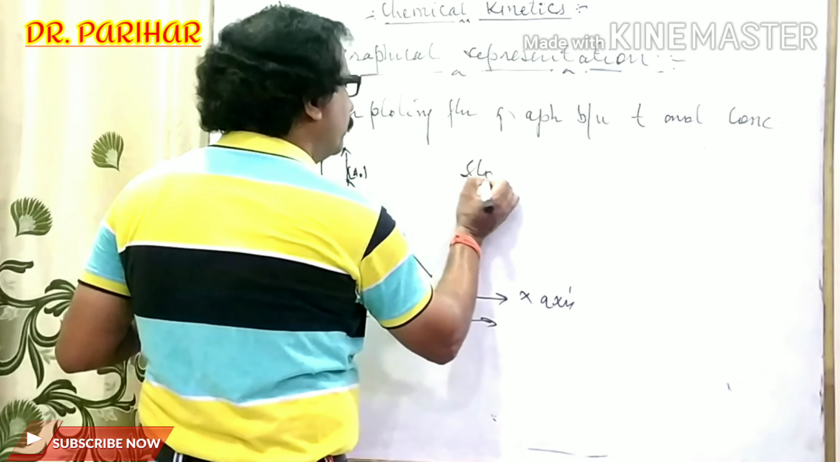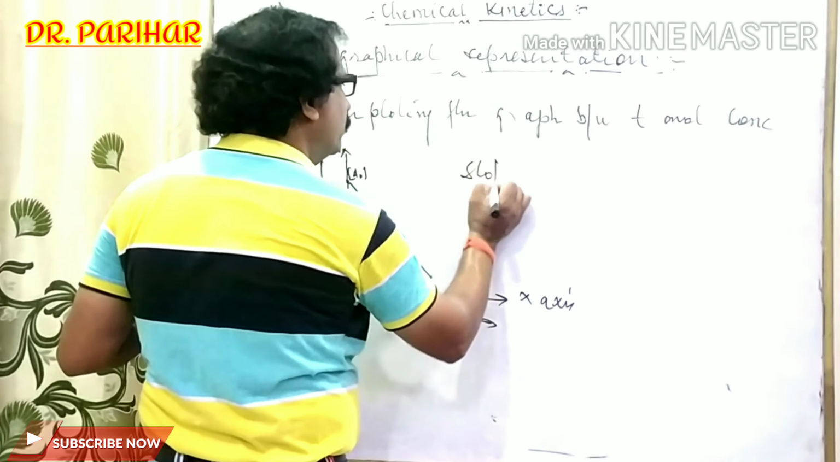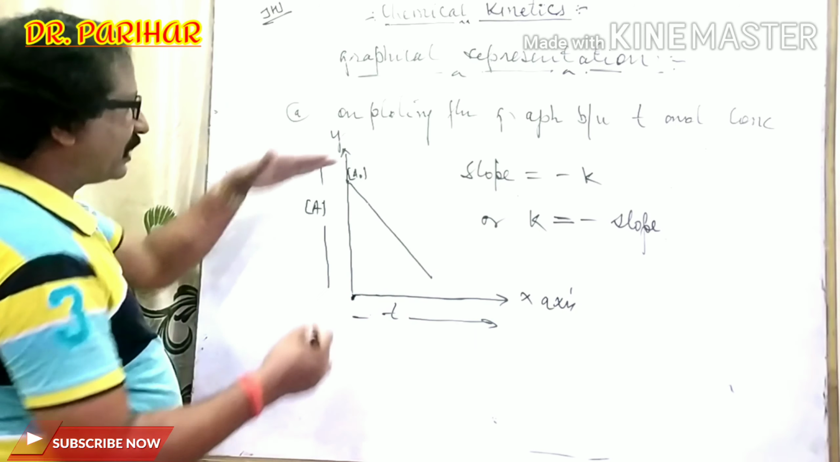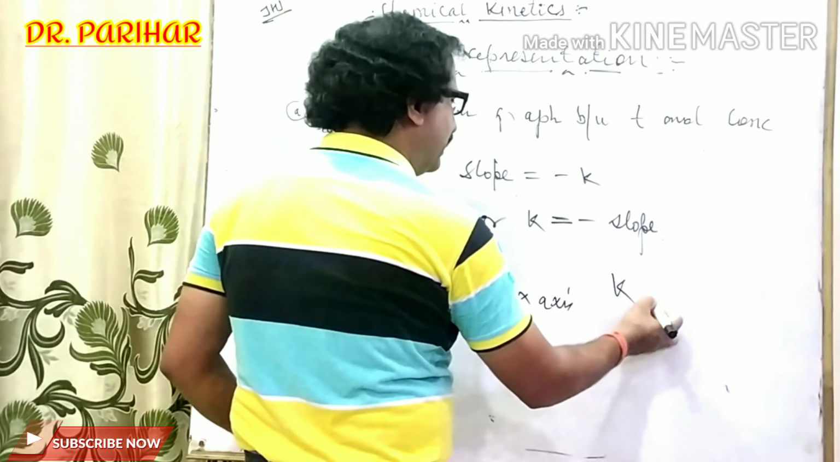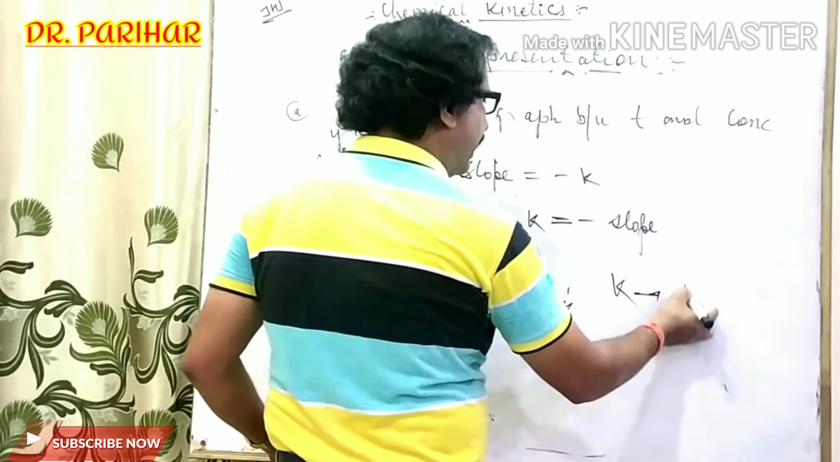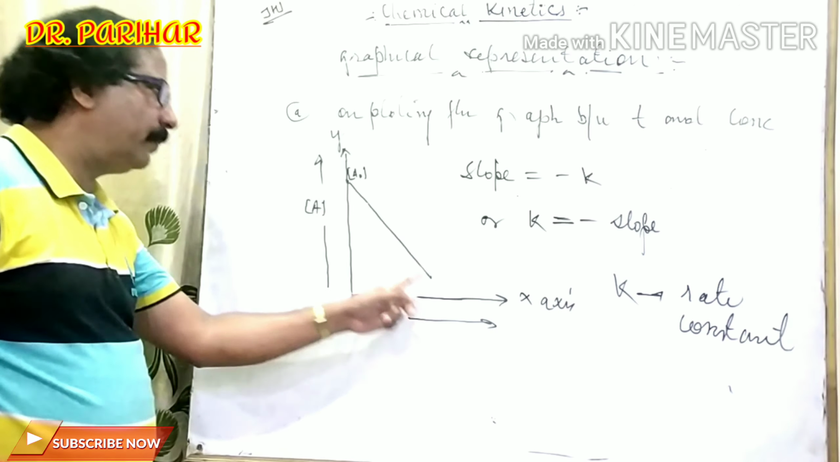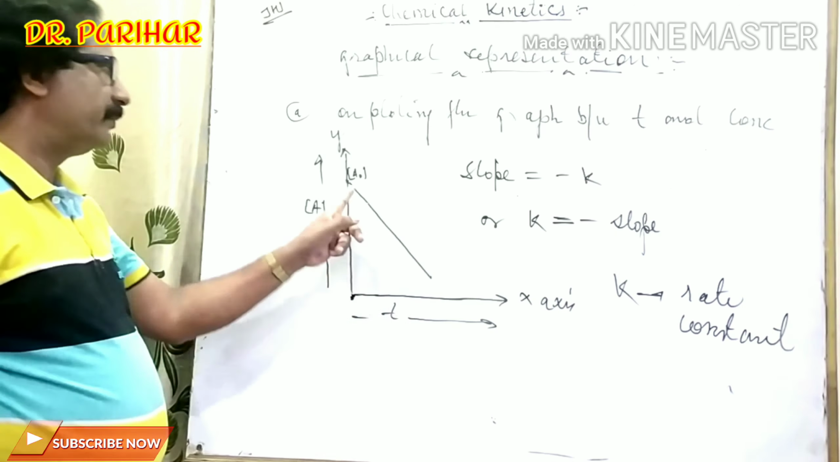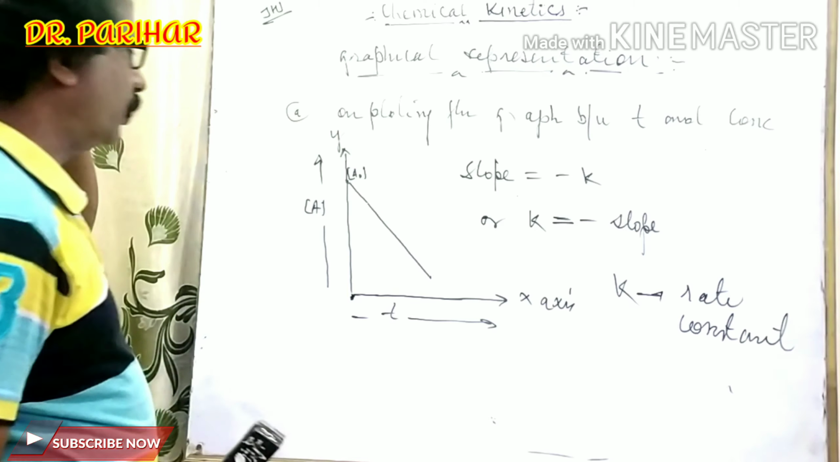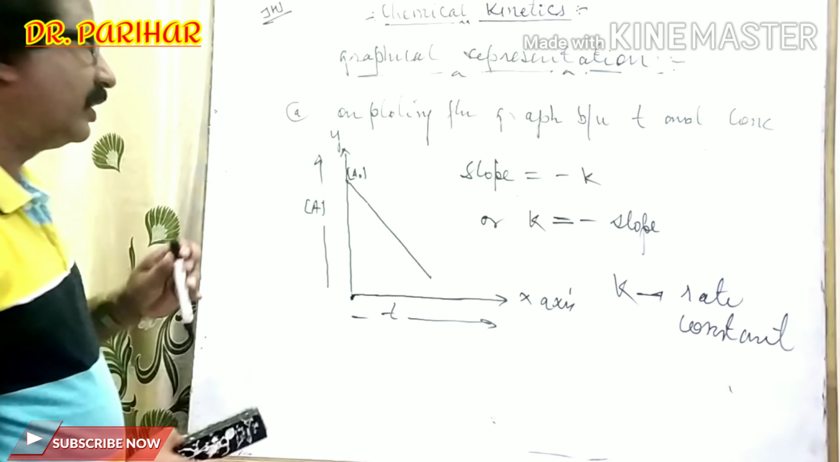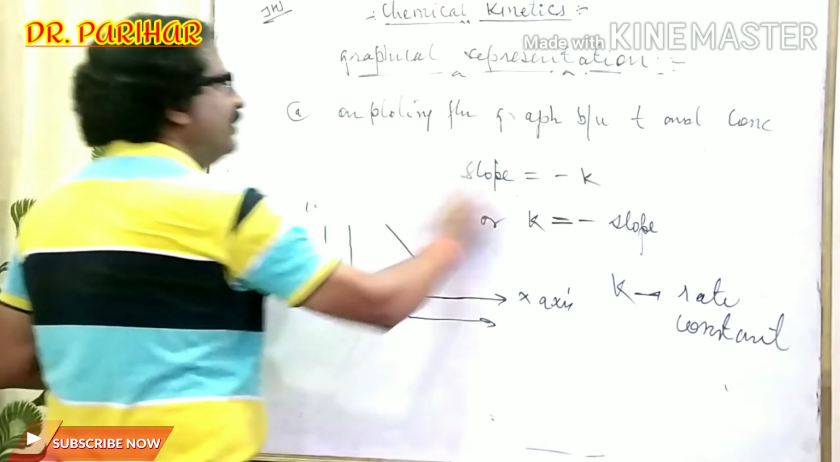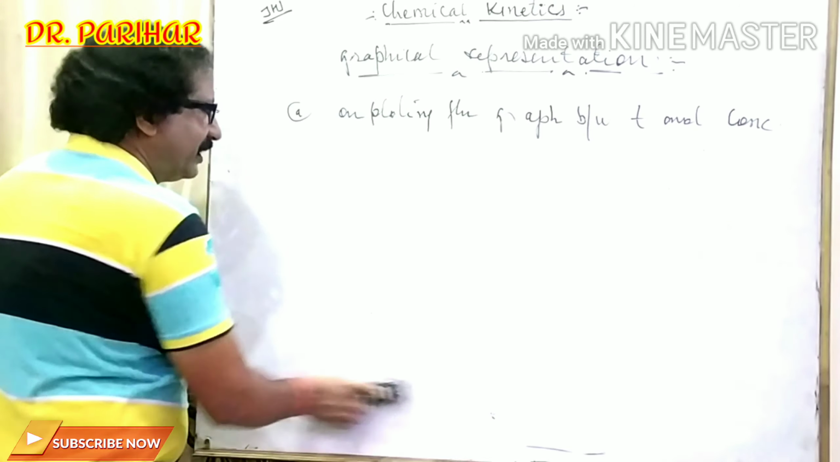And its slope is equal to minus K, and K is the rate constant. Why minus sign? Because concentration is going to decrease, and K is counted here as the rate constant. Clear? This is the slope. The line slope has a value equal to minus K, so K is equal to minus slope. Okay, and one more, the second condition. What is the second condition?